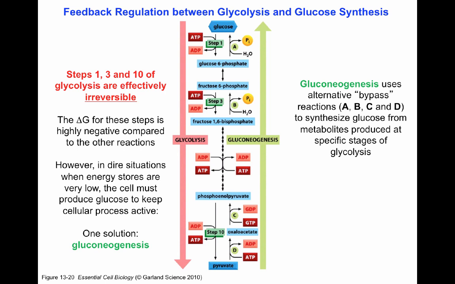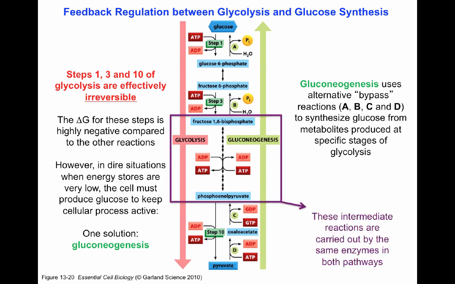The process of gluconeogenesis bypasses those irreversible reactions by generating a set of enzymes unique to its process. It's going to bypass step 1 by the generation of enzyme A, it's going to bypass step 3 by enzyme B, and it's going to bypass step 10 in 2 different reactions mediated by enzyme C and enzyme D. The reactions happening from the intermediates in the middle of both glycolysis and gluconeogenesis use exactly the same enzymes. So from the step of fructose 1,6-bisphosphate to phosphoenolpyruvate, the enzymes for both systems are identical.